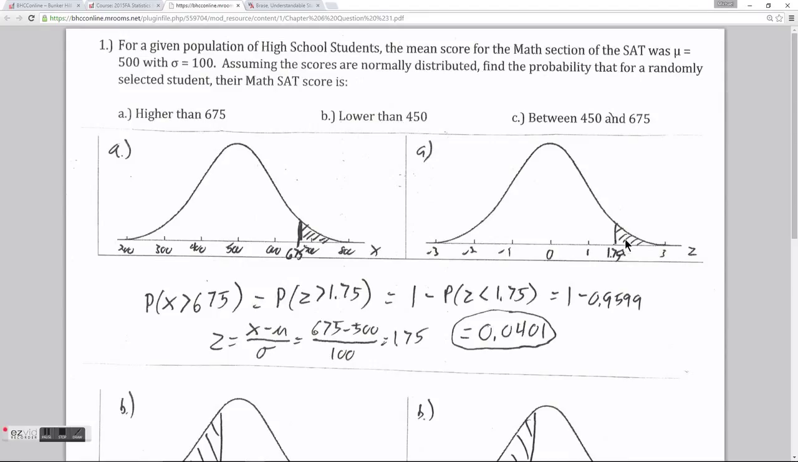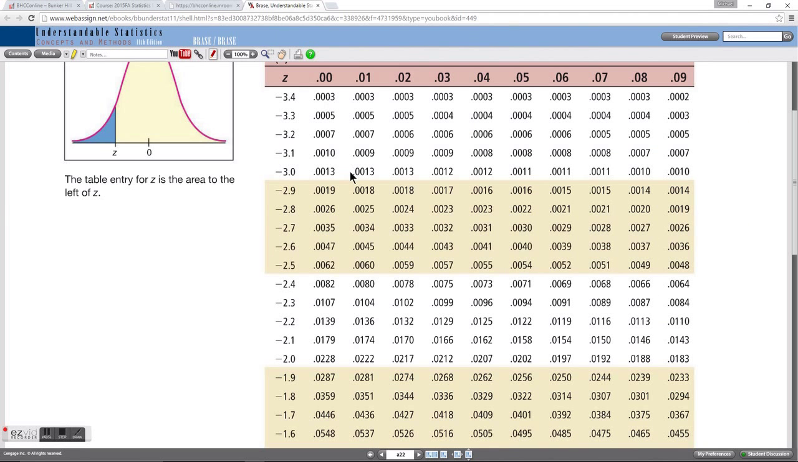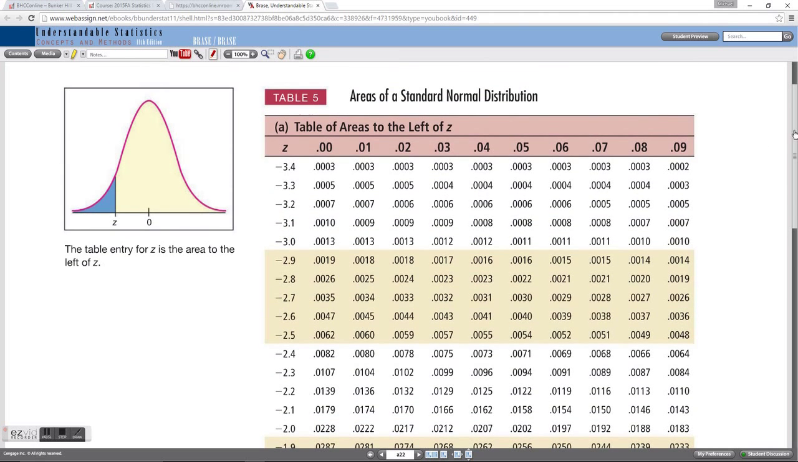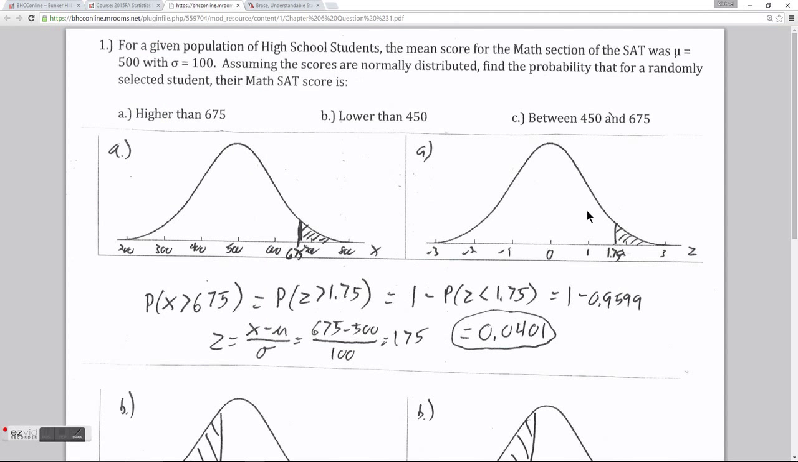Now to find this area, I can use a table. I'm going to use my normal table, which is uploaded on Moodle, and you can also find it in your textbook. To find this area, I'm going to use the normal table. You can find it in your textbook or upload it onto Moodle.